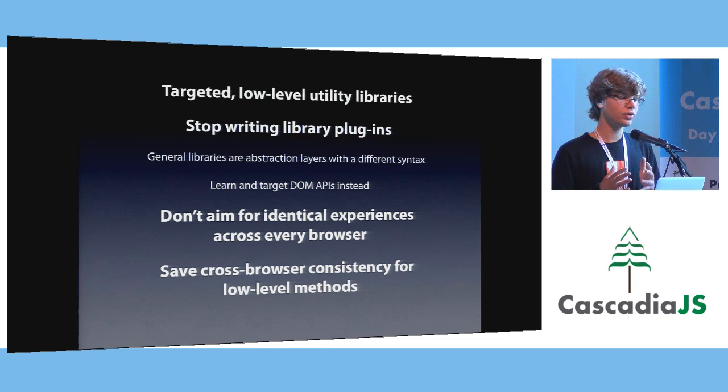The first is not to aim for identical experiences in every browser. A lot of devs, when they look at the term cross-browser consistency, interpret that as meaning that your method should behave identically in every single implementation, and that you should attempt to normalize it as much as possible. This is true for lower-level methods, on which you're attempting to build other layers of your app. But for other apps, it doesn't matter so much if you're using a particular feature that works in one environment but not the other. Let me give an example.